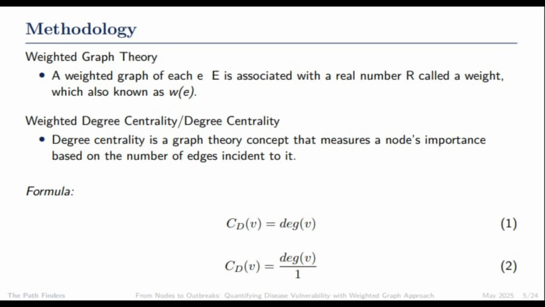So here's the formula. For equation 1, the degree centrality of node V is equal to the degree of V. For equation 2, the degree centrality of node V is equal to the degree of V divided by n minus 1. A higher degree centrality indicates that a region is highly connected, making it a potential hub for disease transmission.